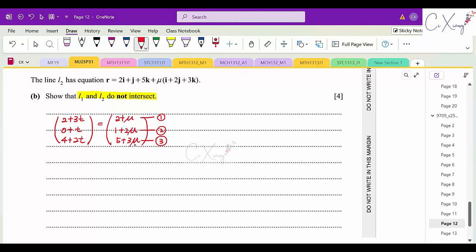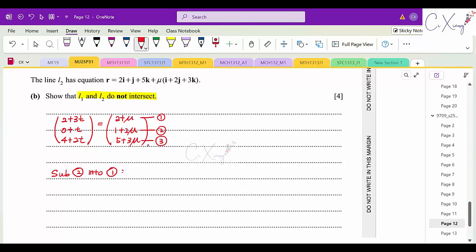To get the value for t and mu, you don't need so many equations. You only need two of them, so please use any two. For me, I'm using 1 and 2. If you want to use others, that also works. Some students might prefer to use 1 and 3 to solve, or some might prefer 2 and 3. Both are fine. Personally, I'm using 1 and 2. I will sub equation number 2 into equation number 1.